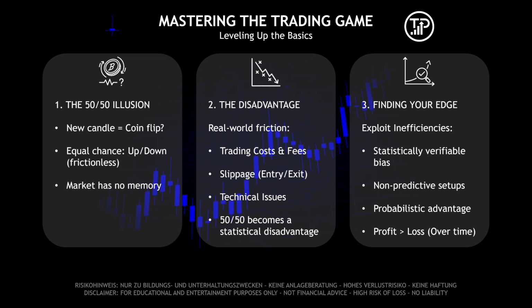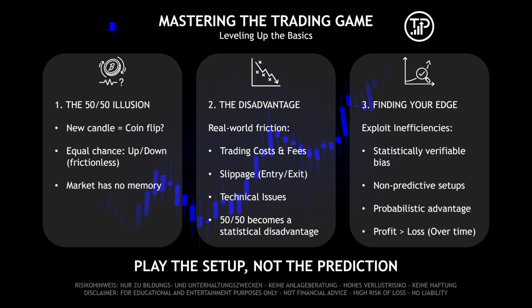The key is that you are not predicting that this specific candle will close higher. Instead, you are saying, based on my tested edge, when these specific conditions are met, the candle has a 52% chance of closing higher, and my profit from being right is greater than my loss from being wrong. You are exploiting a small, repeatable quirk in the market's behavior. You trade the setup, not the prediction.